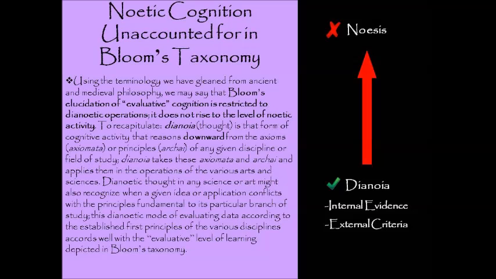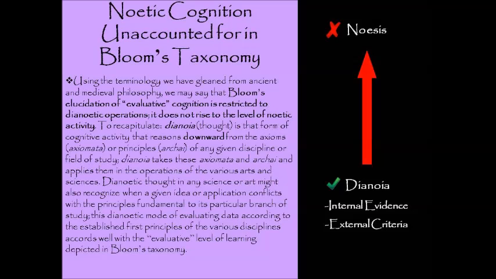Using the terminology we've gleaned from ancient and medieval philosophy, we may say that Bloom's elucidation of evaluative cognition is restricted to dianoetic operations. It doesn't rise to the level of noetic activity. To recapitulate, dianoia, that's a Greek word for thought, is that form of cognitive activity that reasons downward from the axioms or the principles of any given discipline or field of study.